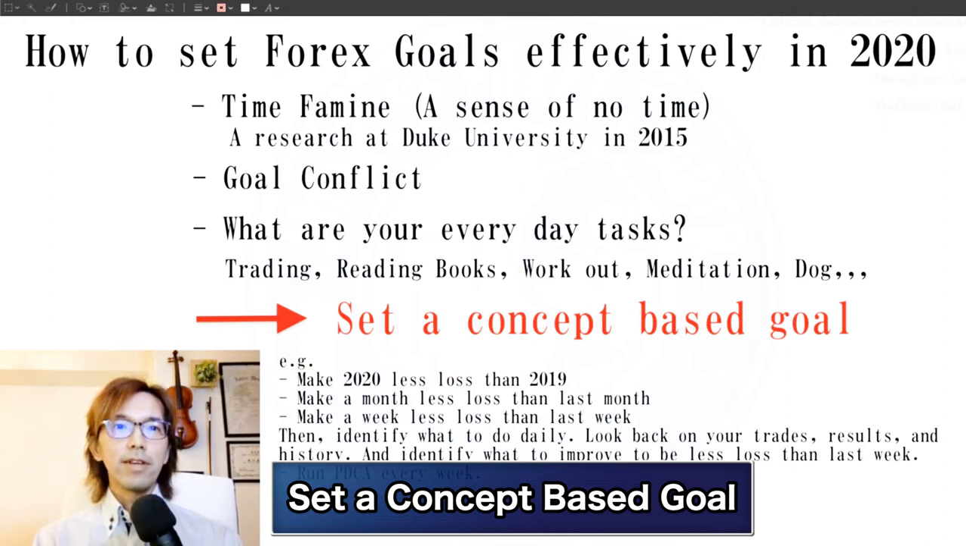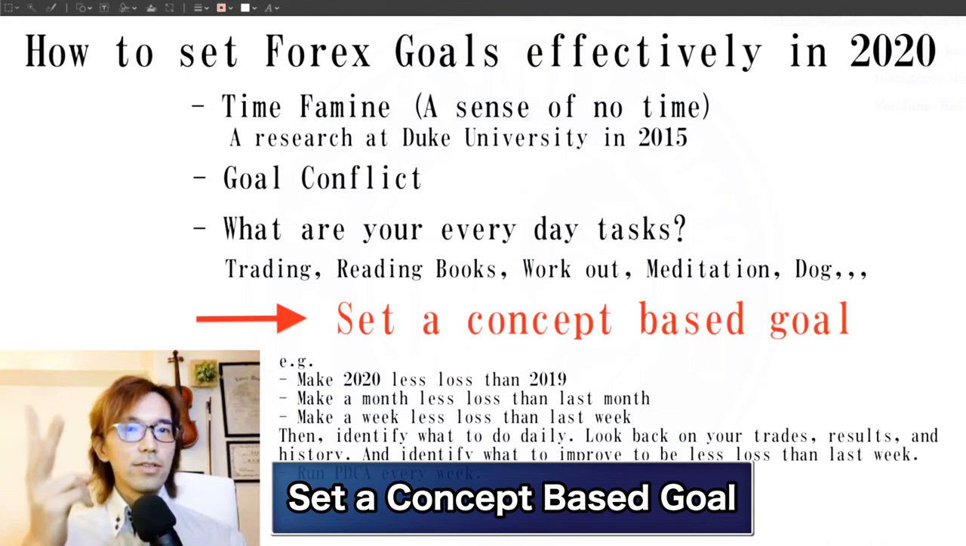So let me tell you my story. Usually in a day, what I do is, first of all, trading. Of course, I trade every day. So trading is one of my tasks. And because this is the only job I do, Forex trading, I also analyze charts every day. And that's something that I do every day. Also, after coming to YouTube like this, I create videos and do lives like this. And that's the second thing: trading and also creating videos and lives.